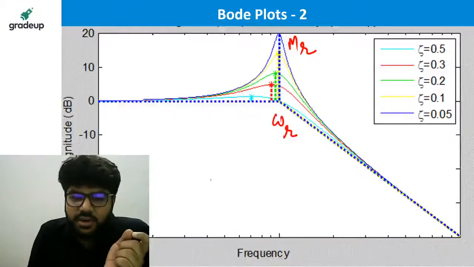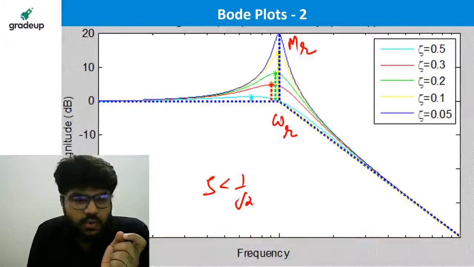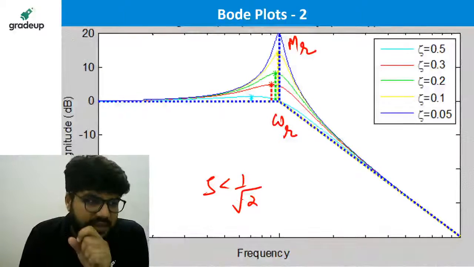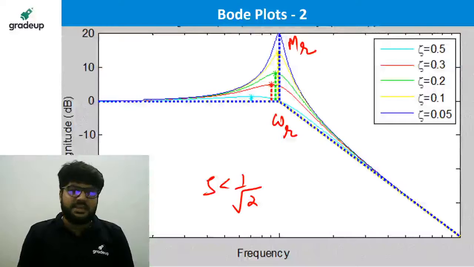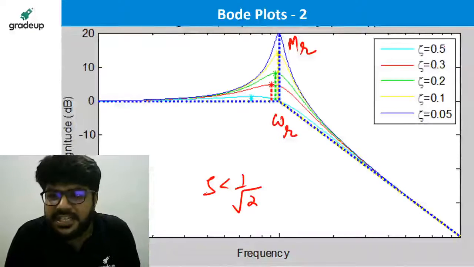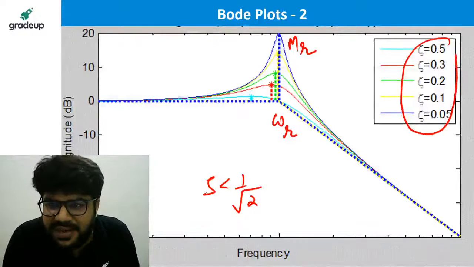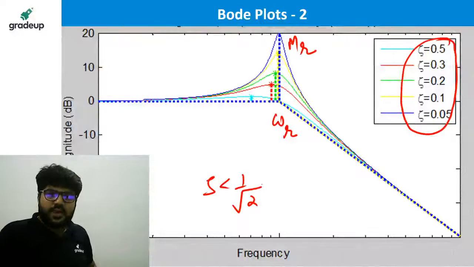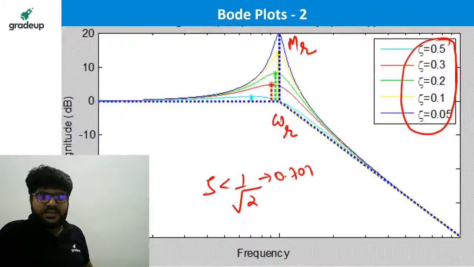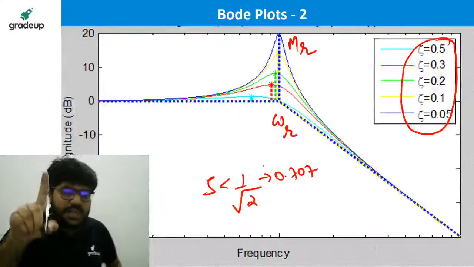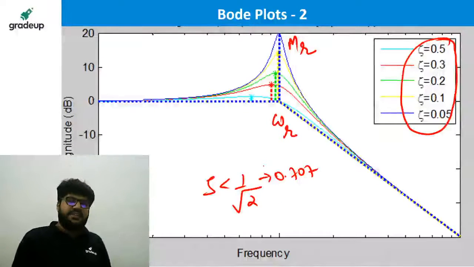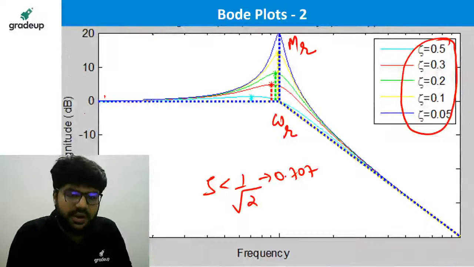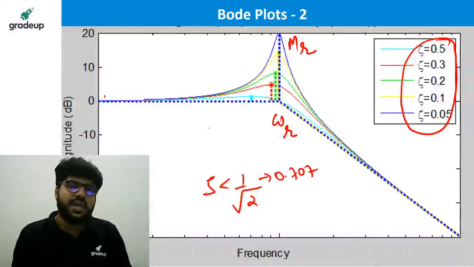Although that analysis was valid for zeta less than 1 by root 2, correct? If you keep on revising your notes, this must be in your mind. For zeta less than 1 by root 2, that analysis was there, and that is why the values of zeta that have been taken are less than 1 by root 2 only. 1 by root 2 is 0.707. The resonant peak occurs for zeta up to 0.707. Beyond that, there is no resonant peak. The resonant peak is just equal to 1, or in decibel, it is 0.